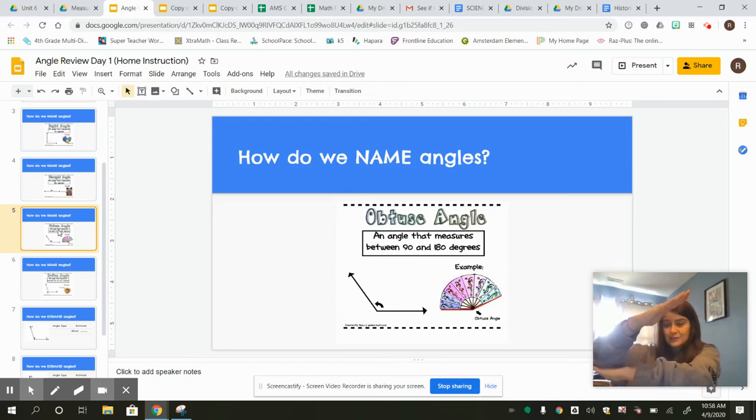So acute is so small and cute, a right angle, and then obtuse, like Mrs. Watson eating too much while we're stuck inside.